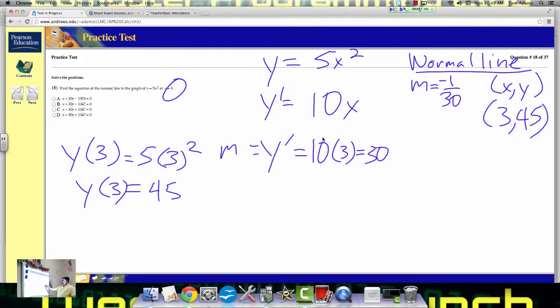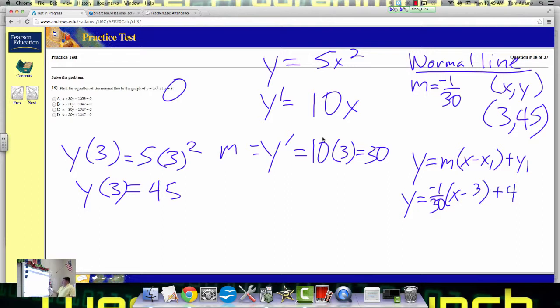So now to find the normal line, I'm going to say y is equal to m times x minus x sub 1 plus y sub 1, right? You guys with me so far? Yes, Mr. Adams. So we get y equals negative 1 over 30 times x minus 3 plus 45. That gives me y is equal to negative 1 over 30 x, and then I think this reduces to positive 1 over 10, plus 45.